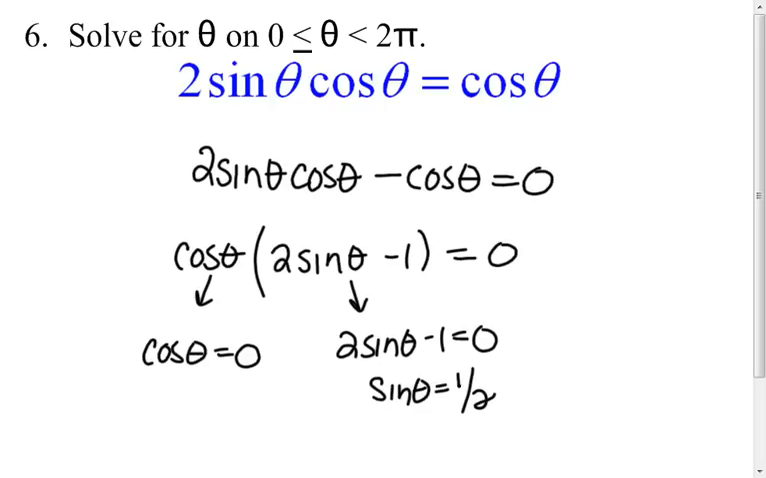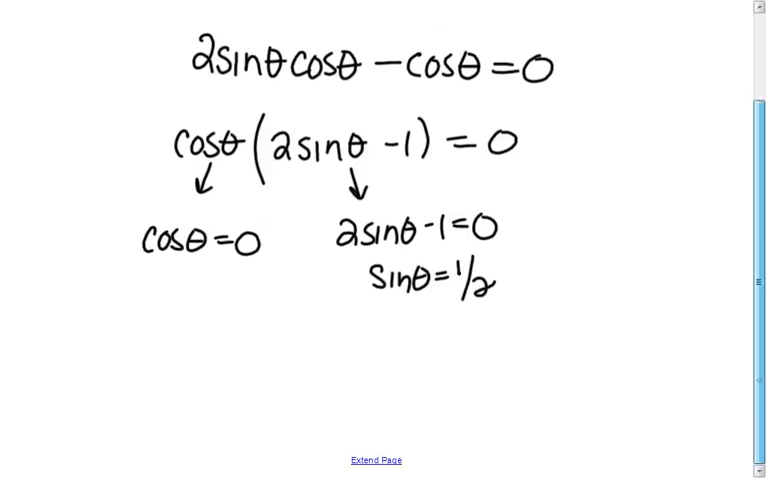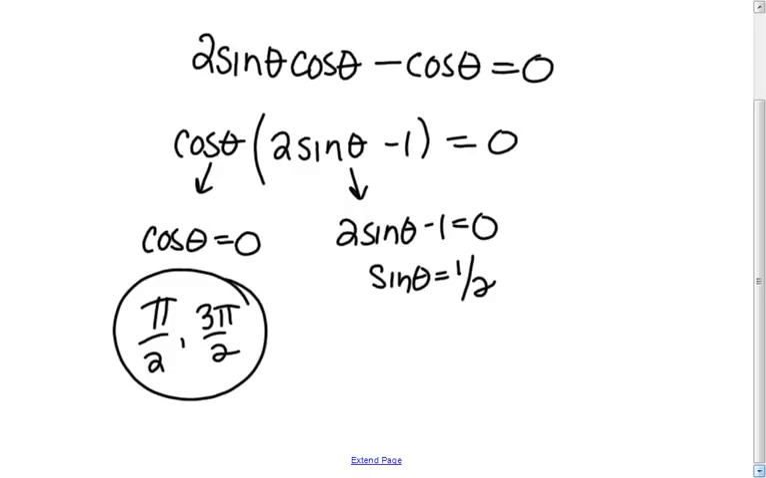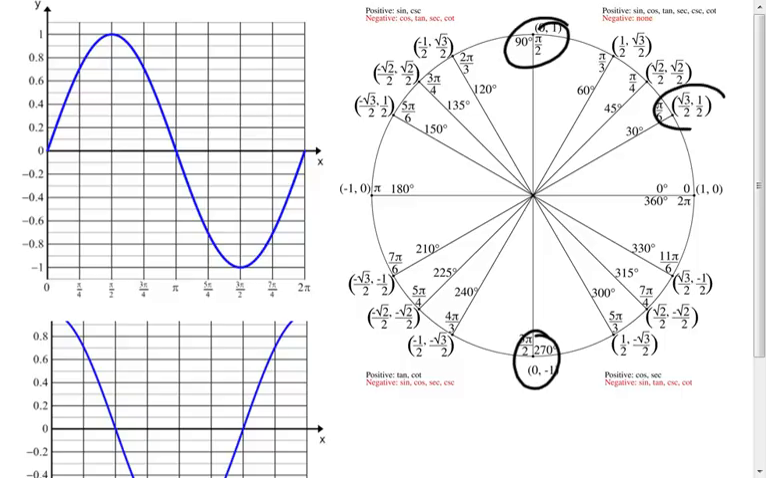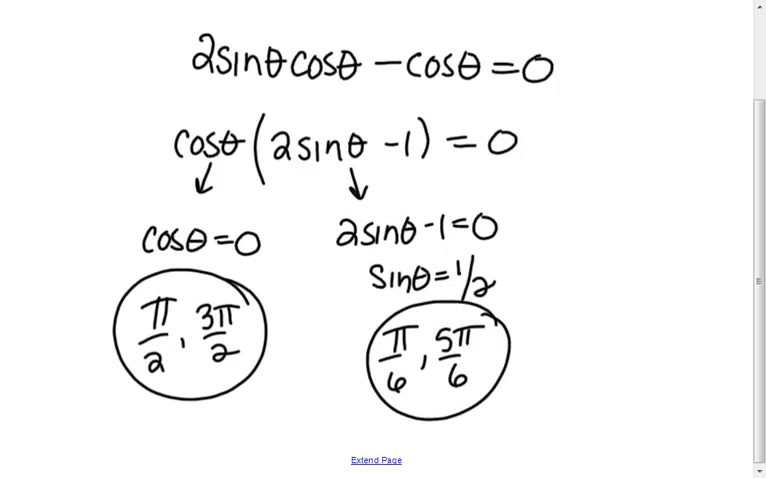Okay? So if you look at your unit circle, your cosine values are 0 at pi over 2 and at 3 pi over 2. So pi over 2 and 3 pi over 2. And your sine values are 1/2 at pi over 6 and at 5 pi over 6. And there you go.